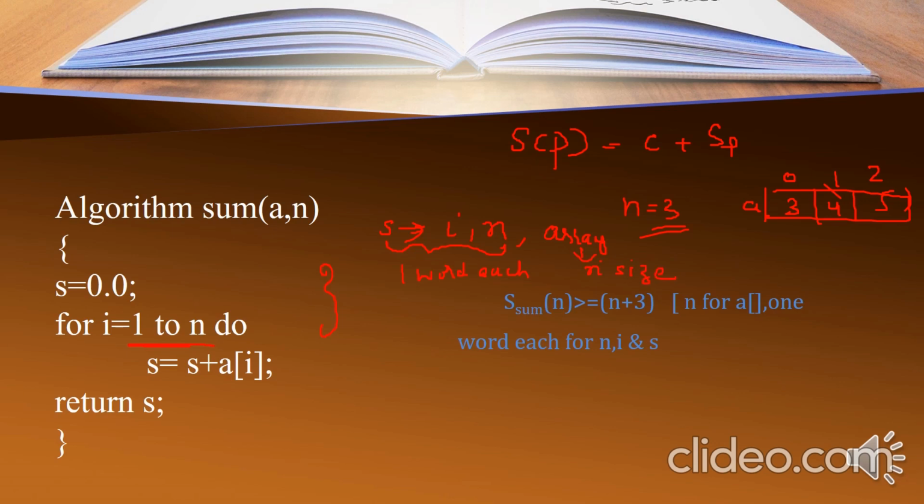Okay, so S of p. What is S of p? Let me name it as S sum of n. The problem is clearly greater than or equal to n plus 3. How? Array n, and these each will take one word each, that means 3 words. So n plus 3. So clearly the whole algorithm is going to take greater than or equal to n plus 3 storage size.